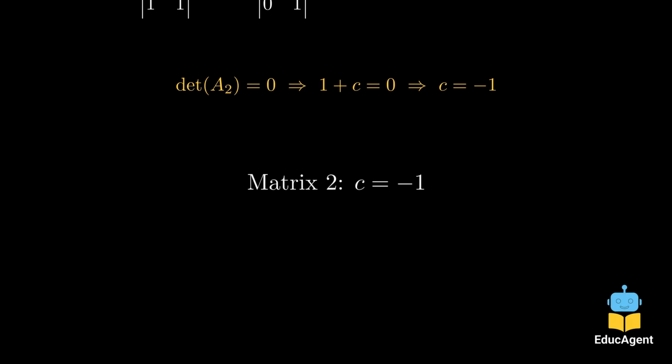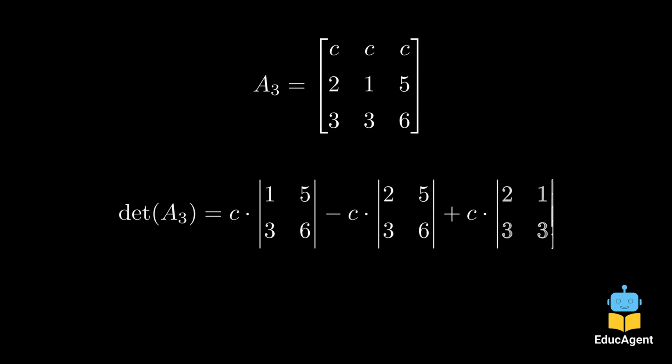Quick recap for matrix 2, c equals -1. Finally, A3 has the entire first row equal to c. We'll expand along that row. Because each entry in the first row is the same scalar c, each cofactor is multiplied by c.